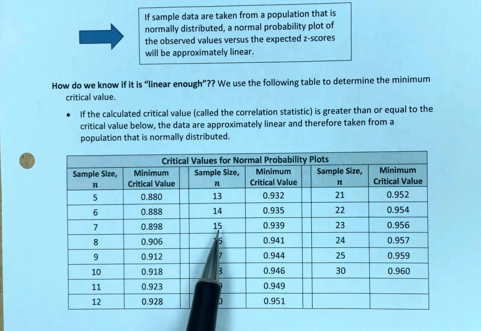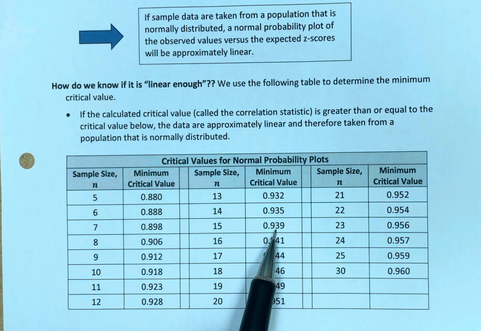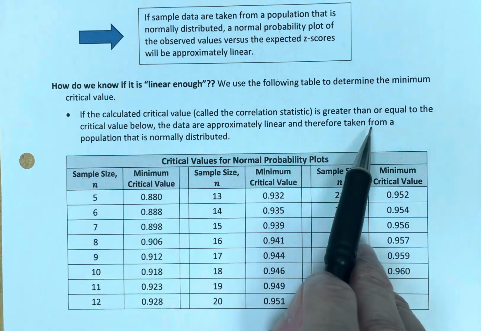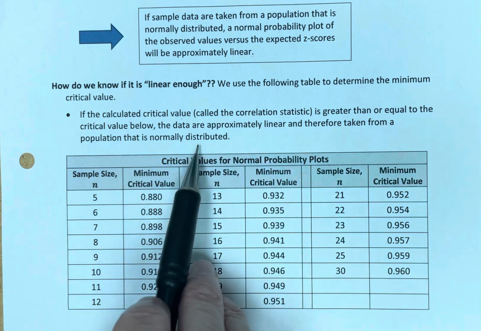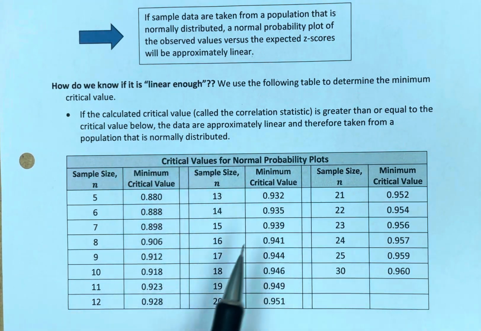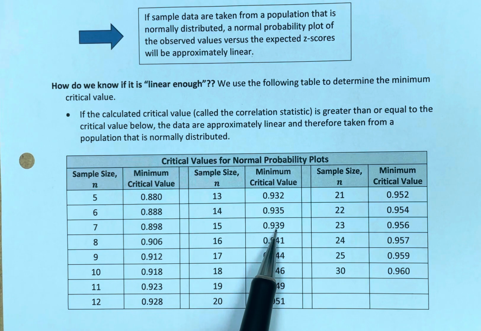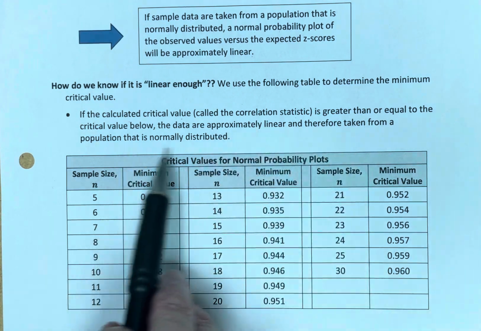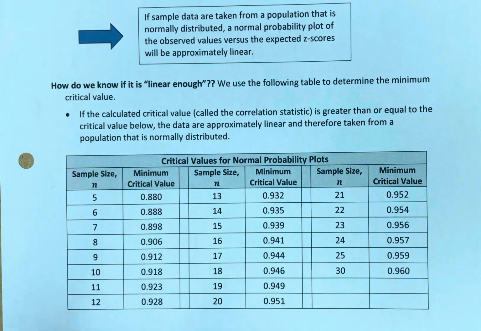So basically, if our sample size is 15, and we plot our data in StatCrunch and we get a correlation statistic, if that correlation statistic is 0.939 or above, we're going to say it's linear enough, and therefore this data is taken from a population that is normally distributed. If it's less than 0.939, we say it's not linear enough. This data we do not know, but we're going to assume this data is not taken from a population that is normally distributed.